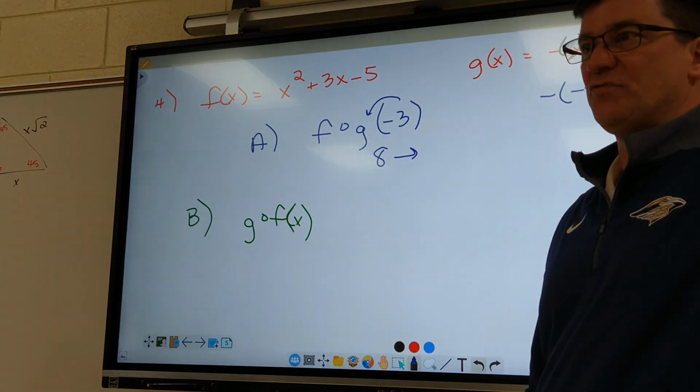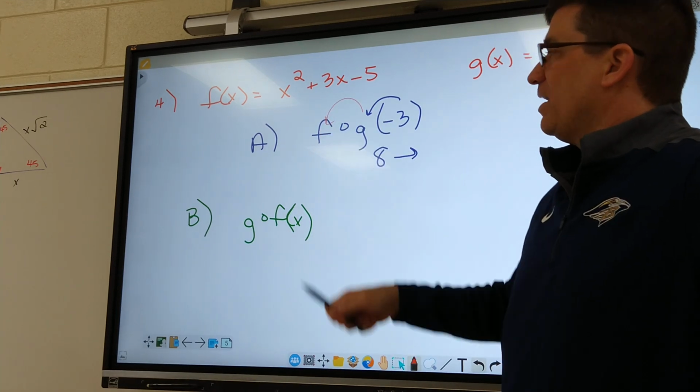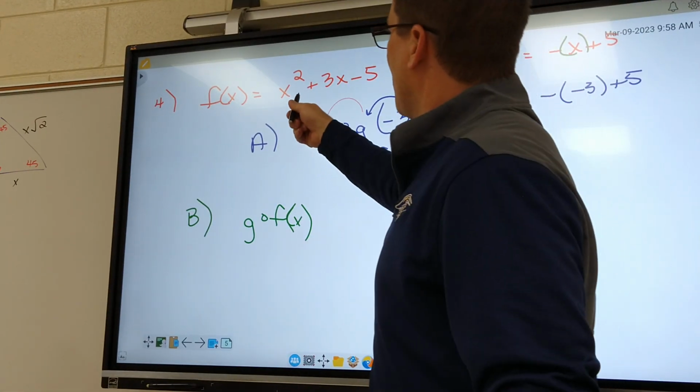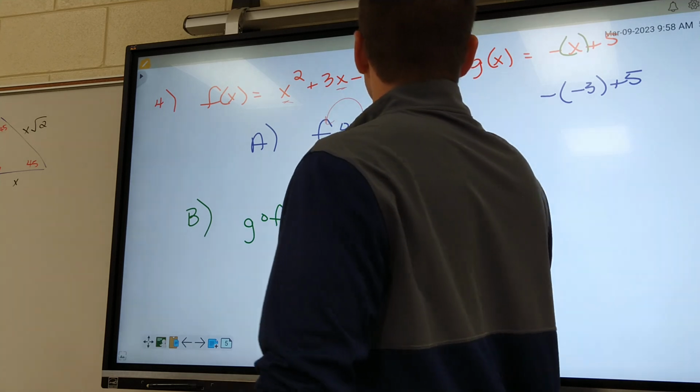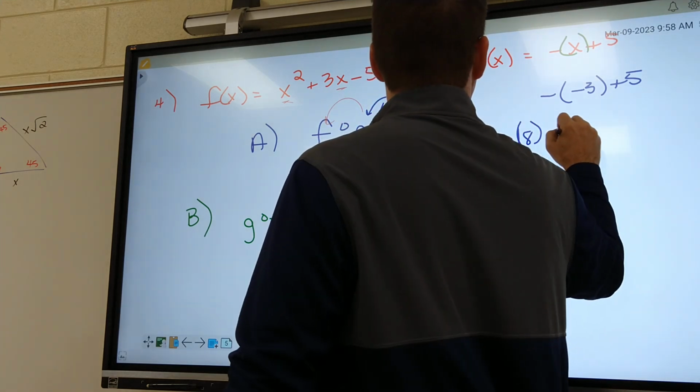Now, what do we do from here? Take 8 and plug it into F. So you're going to have to plug 8 there and there. So it'll be 8 squared plus 3 times 8 minus 5.